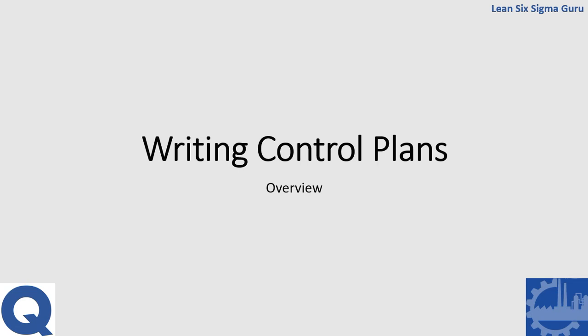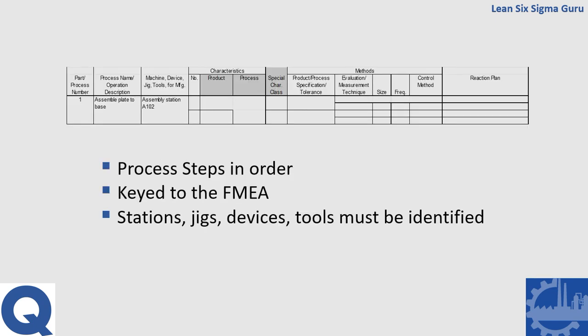This short video provides a simple overview for how to write control plans. When writing a control plan, we need to consider the production process and put the steps of the production process, the sequence, in order. Those numbers, that order, must be keyed to the FMEA and the PFMEA to make sure that the two are consistent.